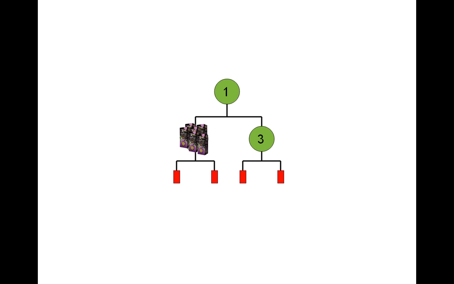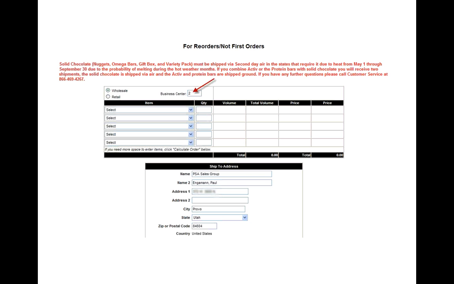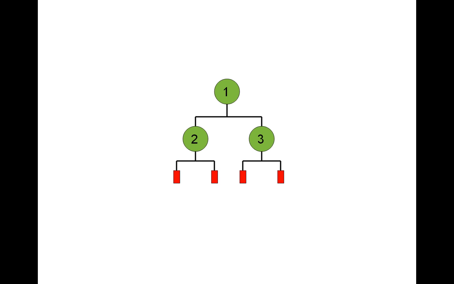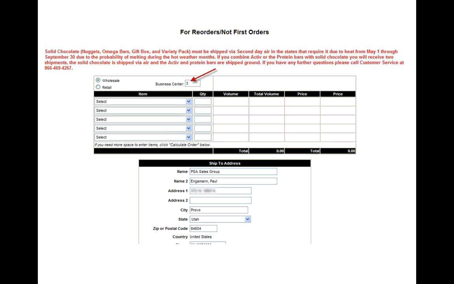Place your order in Business Center 2 if your left leg is the weak leg this week. You'll log into your back office in the same way that you did in the previous example, but you'll change the number in this box to a 2, meaning that you're ordering that product on your left leg in Business Center 2. Place your order in Business Center 3 if your right leg is the weakest this week. When placing your order, make sure to change the number in this box to a 3.